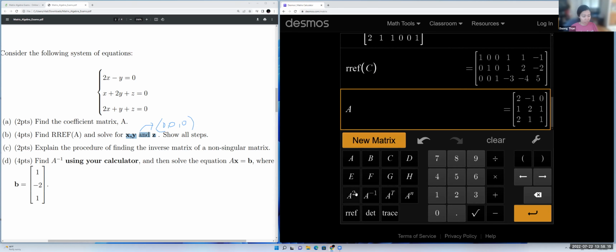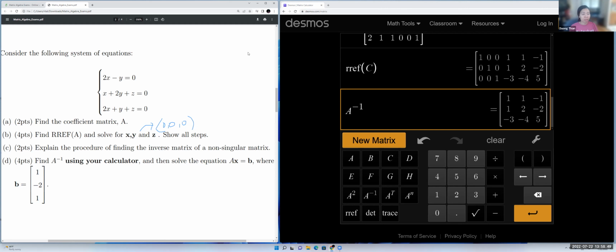So you start with A, and you click on the inverse. You can just compute the inverse of A: 1, 1, -1, 1, 2, -2, -3, -4, and 5, which is exactly the same as the matrix that we found earlier. So we found the inverse of A, which is a part of the next question, using a calculator. And then we solve the equations AX equals B, where B is this vector.